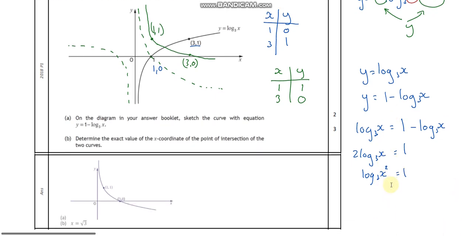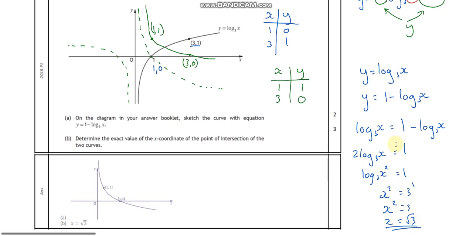So that's saying that (3x) squared is equal to 3 to the power of 1. So x squared is equal to 3, so x is going to be root 3. There we go, x is root 3. And if you wanted the y value, you would just substitute that back in. But that would be tricky.